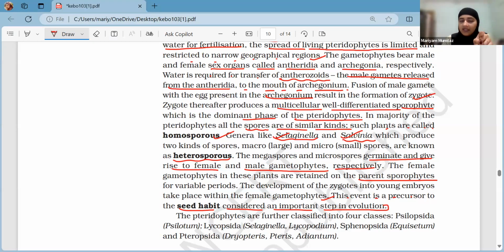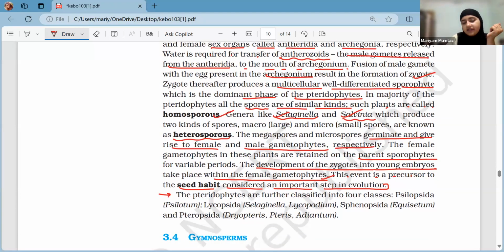So in pteridophytes, the zygote was developing inside the female gametophyte. The scientists saw that this is something relating to the seed, because a seed is also found inside the fruit. So this development of the zygote into young embryos within the female gametophyte is considered a precursor to the seed habit, meaning something that will give rise to the seed habit in the near future. Clear? Now, the pteridophytes are further classified into 4 classes.